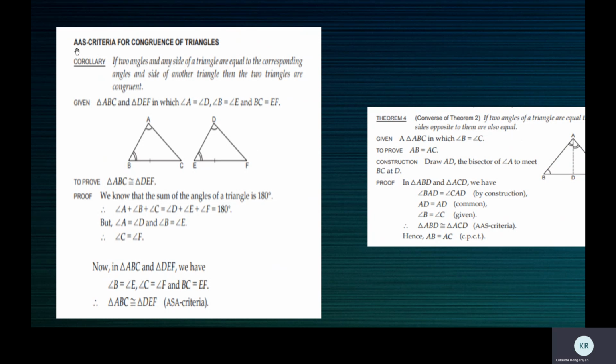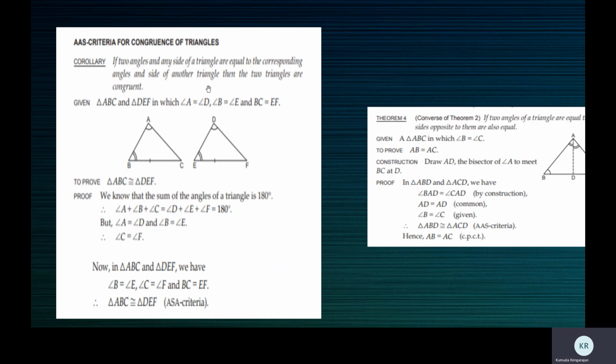Now let's see the AAS congruence criterion. If two angles and any side of a triangle are equal to the corresponding angles and side of another triangle, then the two triangles are congruent.